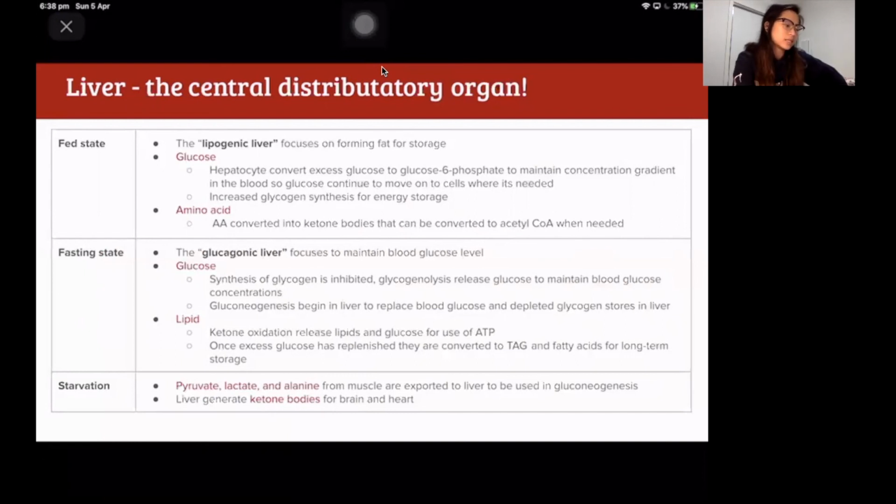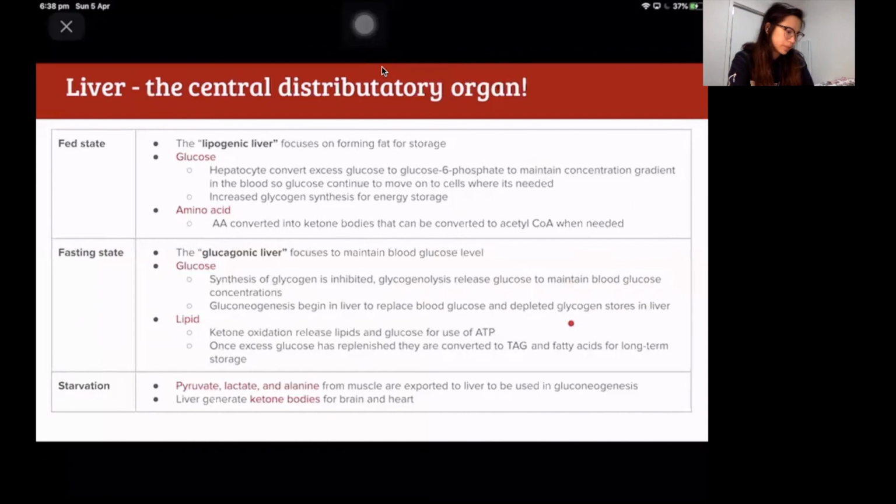And in the fasting state, the liver is known as the glucagonic liver, and it focuses on maintaining the blood glucose level. So in terms of glucose, we stop synthesizing glycogen, and instead we're breaking down the glycogen to release glucose to maintain the blood glucose concentrations. And after this goes on for a while, we have gluconeogenesis. So now we're making glucose. We do so to replace the blood glucose and also the depleted glycogen stores in the liver.